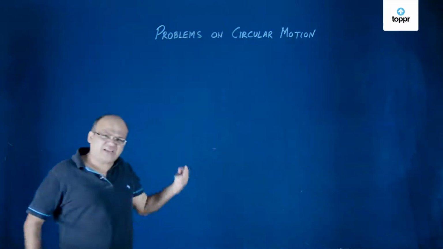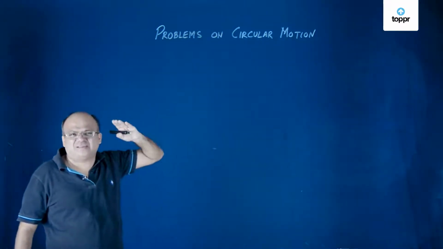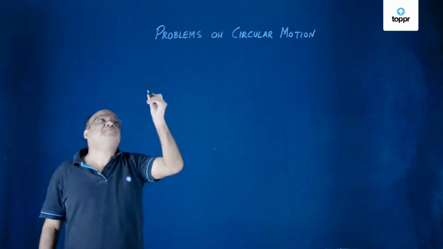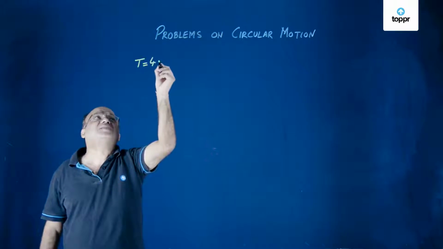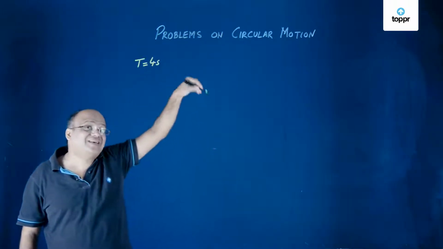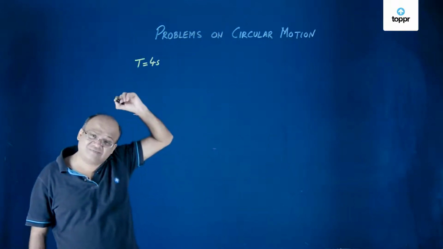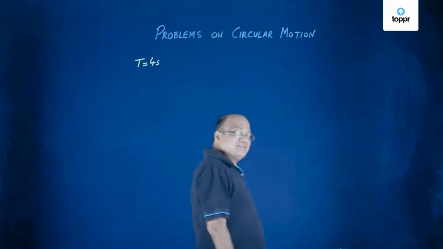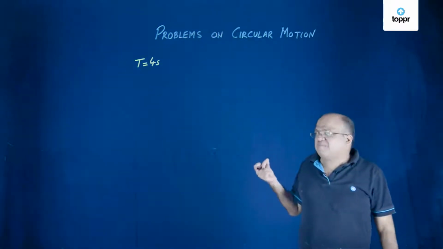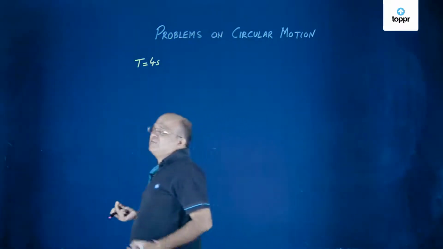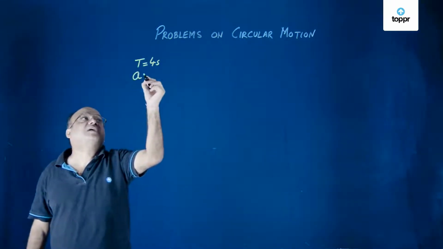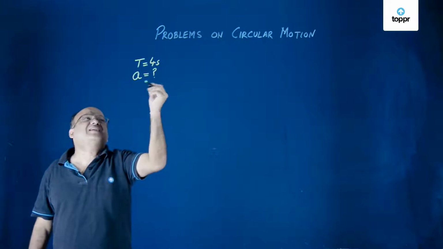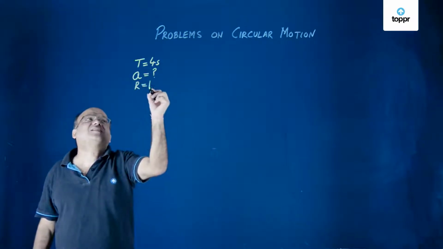So one particle is moving in a circle with a time period of 4 seconds. That means it completes the full circle in 4 seconds. We have to find the centripetal acceleration. You see, there will be only one kind of acceleration, that is centripetal acceleration. Radius of the circle is say 10 centimeter.